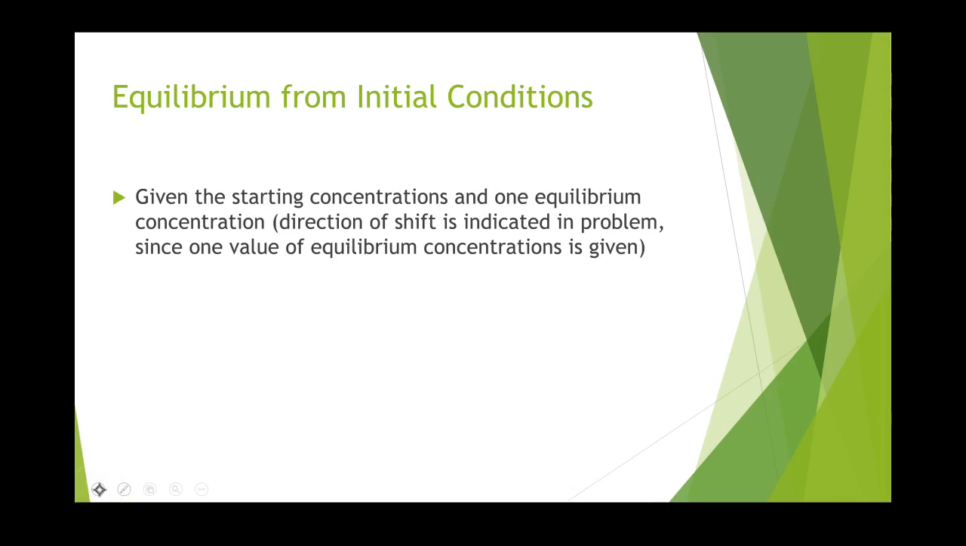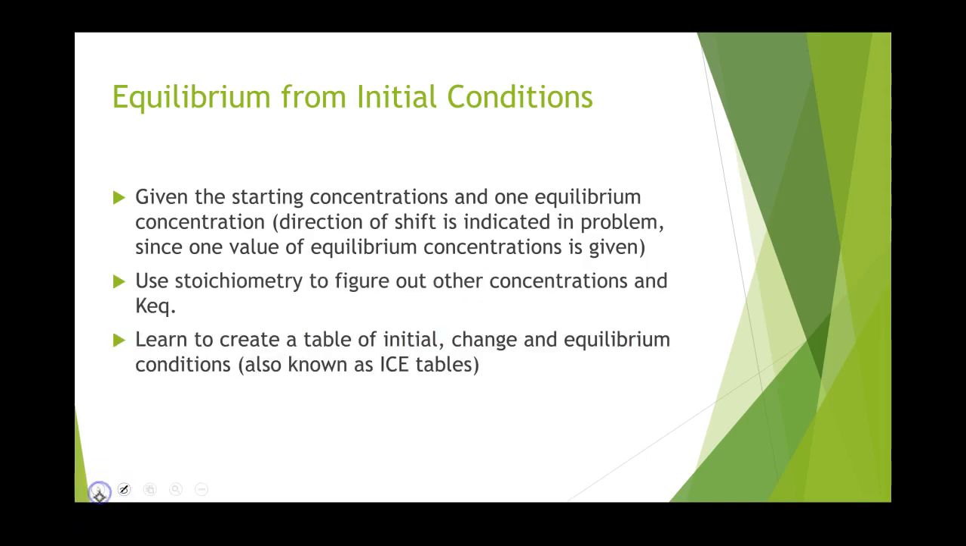So you'll be given the starting concentrations and one equilibrium concentration, not all of them, but you can interpret from there which way the equilibrium shifted, since they give you one value of the concentrations. You're going to use stoichiometry to figure out the other concentrations and KEQ. And what we're going to do is create a table called an ICE table, and it stands for initial, change, and equilibrium.